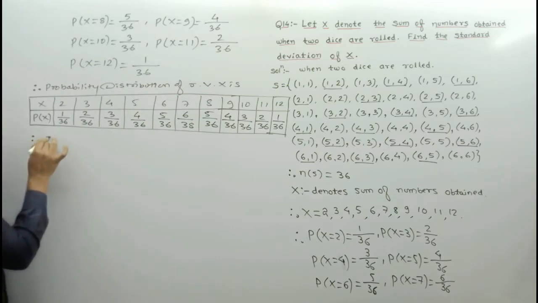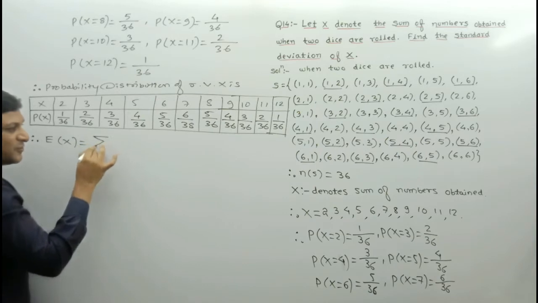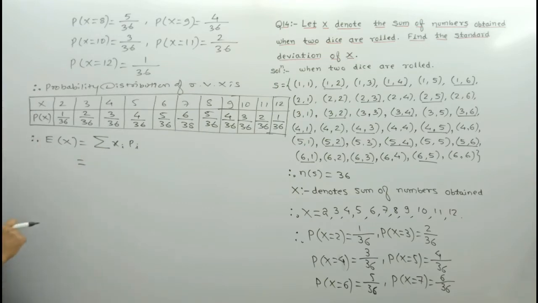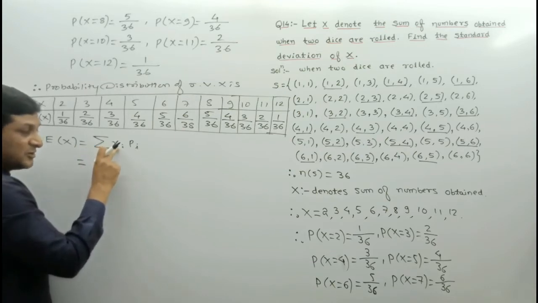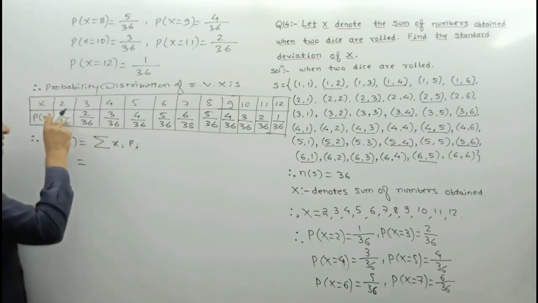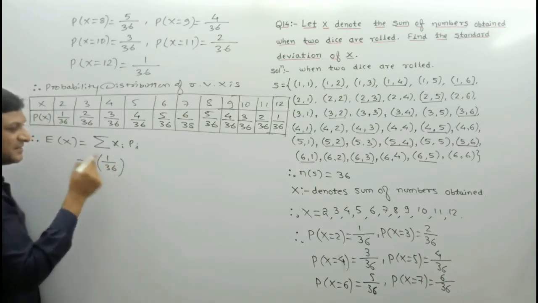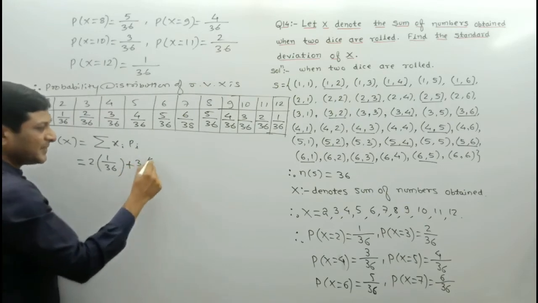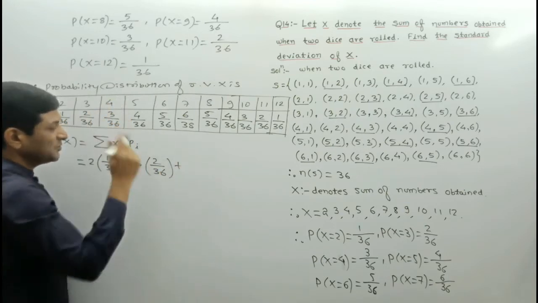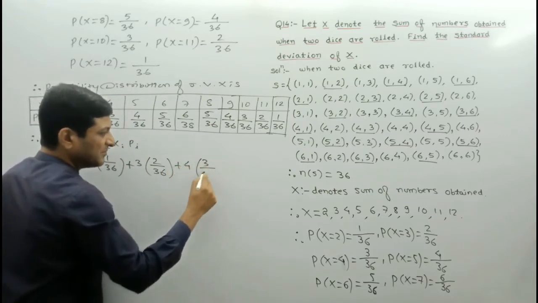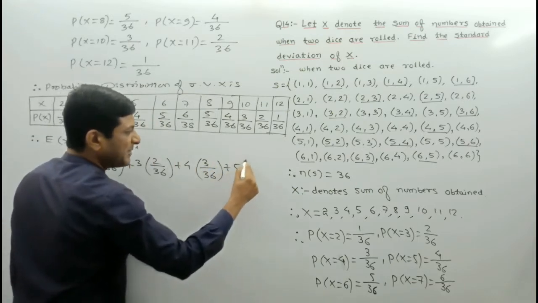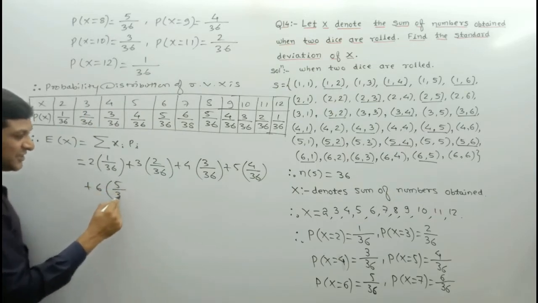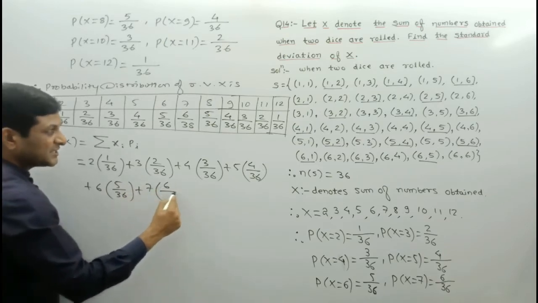E of x, the expected value of this random variable, is equal to, what is the formula? Summation of xi into pi. Try to understand this very carefully: we are taking the sum of the product of the value of the random variable and its probability. So here 2 into 1 by 36, plus 3 into 2 by 36, plus 4 into 3 by 36, plus 5 into 4 by 36, plus 6 into 5 by 36, plus 7 into 6 by 36.